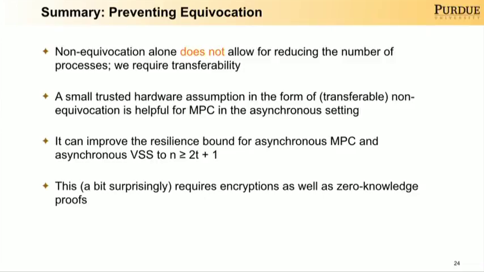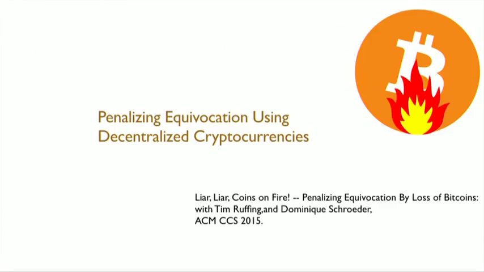But instead, if we have a small trusted hardware assumption in the form of transferable non-equivocation, that can be useful in the asynchronous setting for multi-party computation, and for that matter all distributed computing protocols. And the requirement of encryption and zero knowledge proof certainly came as a bit of a surprise to us as well. Now moving on, we are going to look at a slightly different scenario, which is penalizing equivocation.